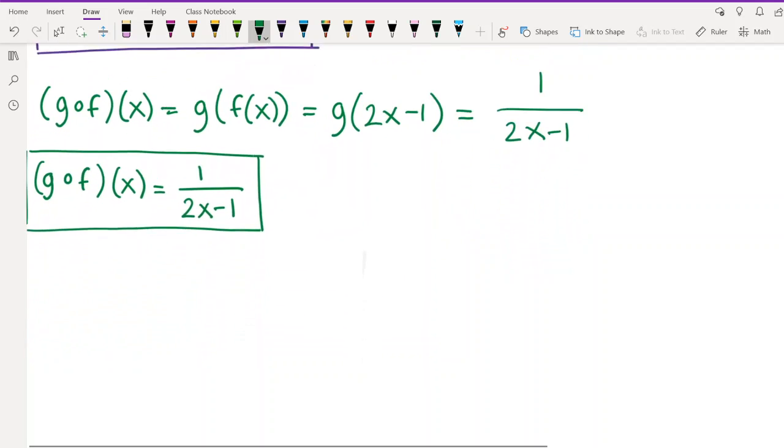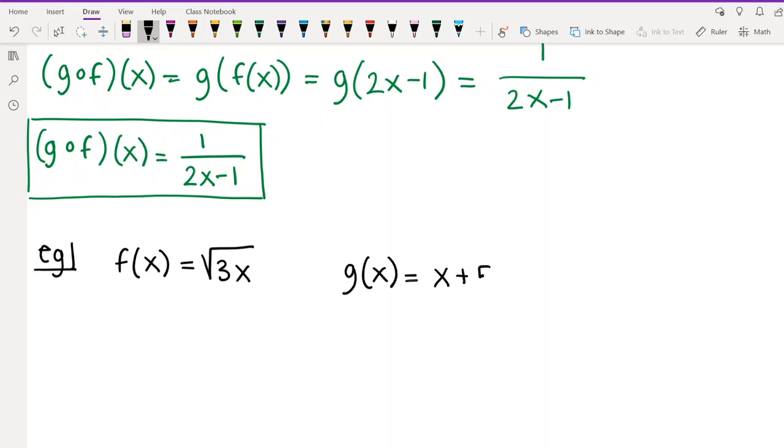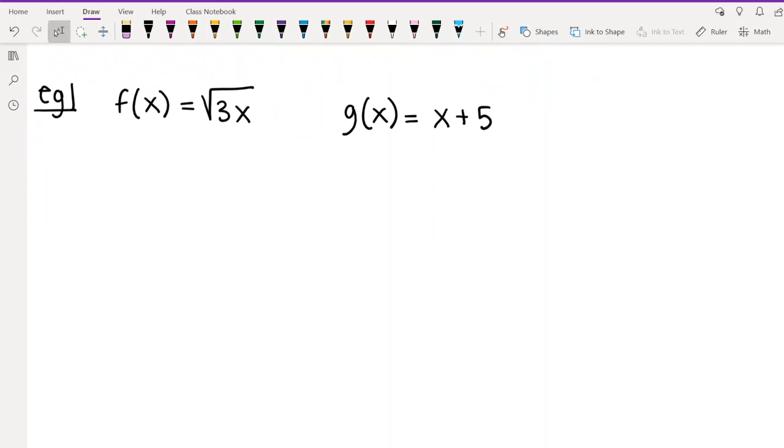So let's do another example. If you haven't already, I would recommend pausing it and trying this next example yourself. In this example, let's say that our function f of x is equal to the square root of 3x, and our function g of x is equal to x plus 5. So we're going to do both, right? F composed with g of x and g composed with f of x.